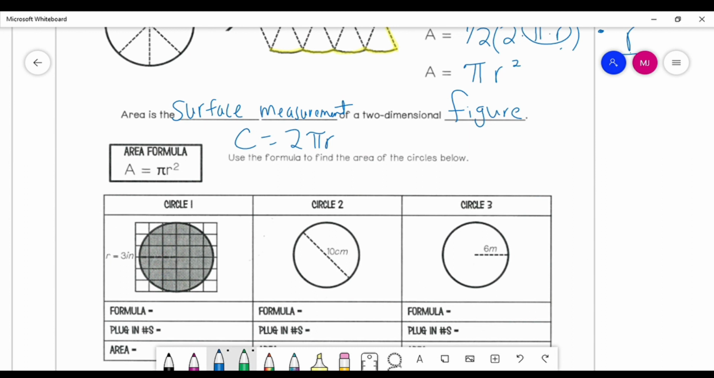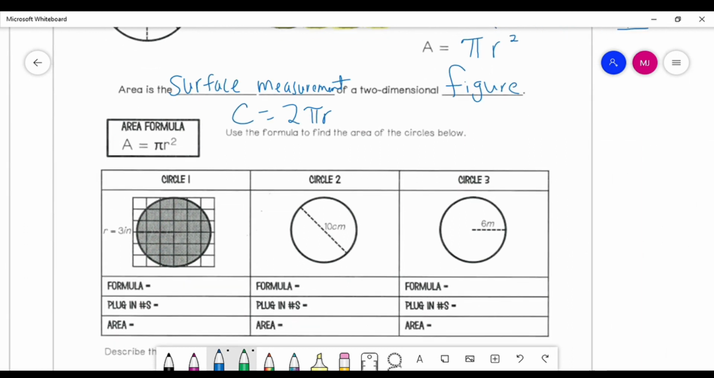So circle number 1, we could sit there and count all those boxes and kind of piece together the pieces that are around the edges of the circle, or we could use a formula, which would be more accurate. So here's the formula, pi r squared. We're going to plug in the numbers. So here they're giving us the radius. So I'm going to say pi times 3 squared.